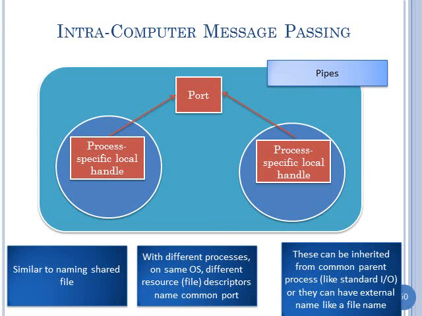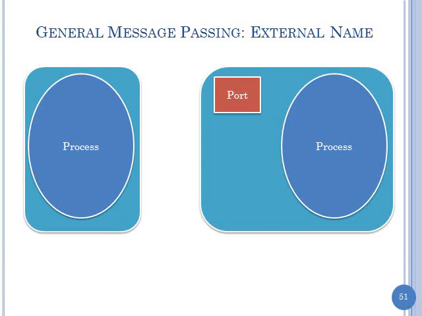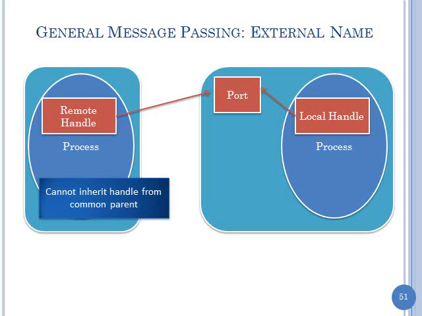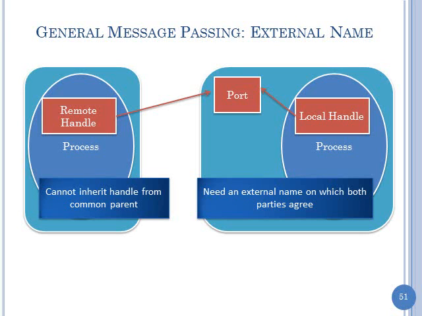And this is like files that are inherited. And in general message passing, you've got to have some external name, and that's why we have named pipes or these general sockets, where the port has a name that is independent of any address space, independent of any OS tables, independent of any process address space. And you have to go and somehow bind them together. So you cannot inherit from a common parent. You need an external name.